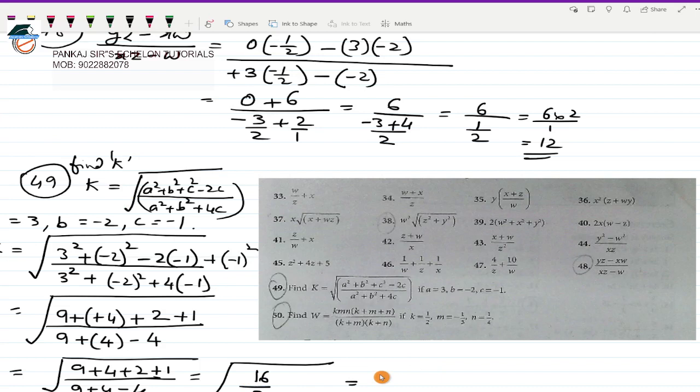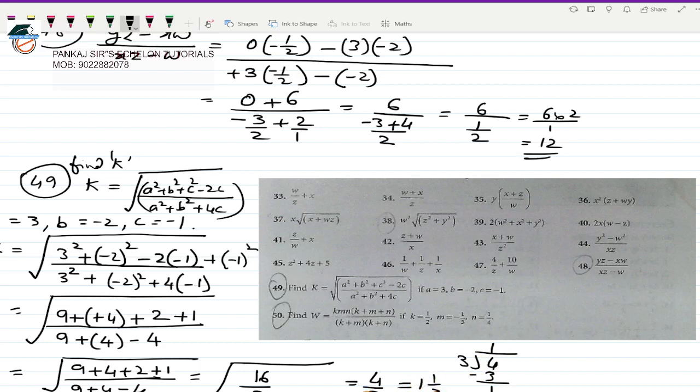Square root of 16 is 4, and square root of 9 is 3. So it will be 4 upon 3. Now this 4 upon 3, if you want to write in a mixed fraction form, we'll just do this: 4 divided by 3. 3 ones are 3, minus 1. So 1 by 3.